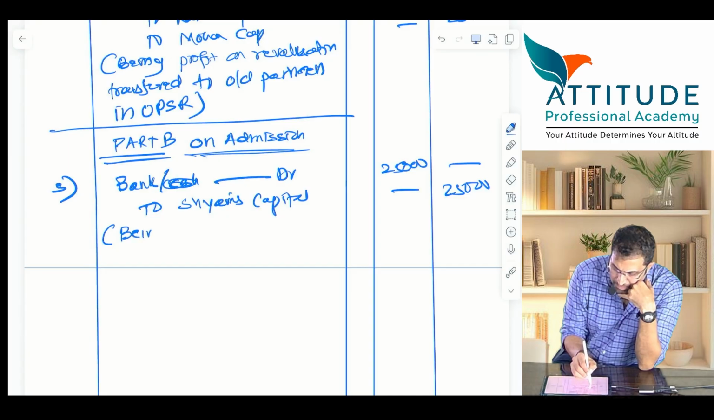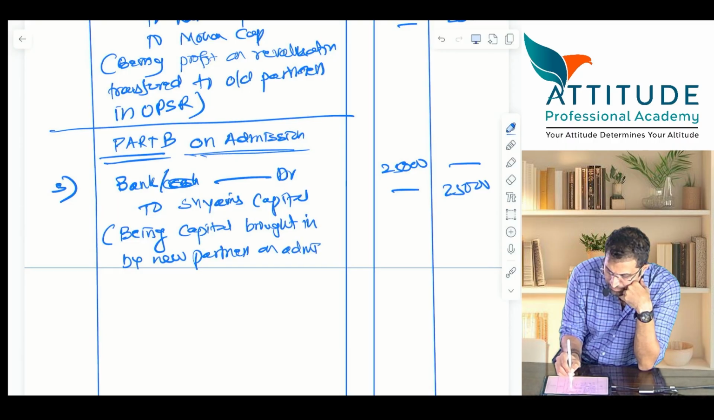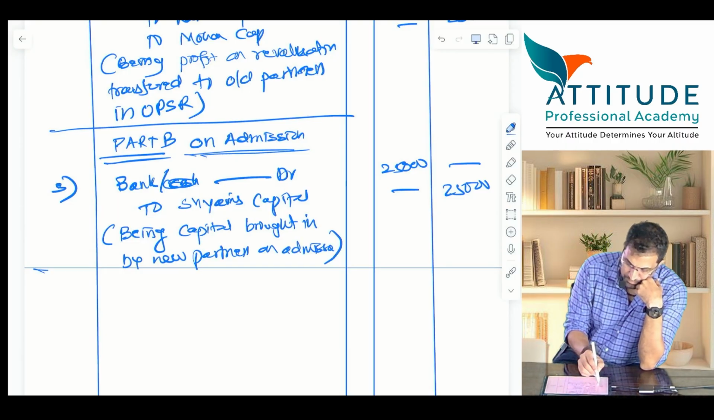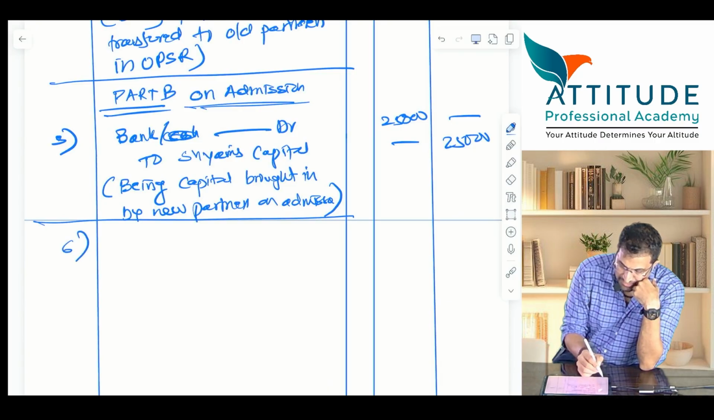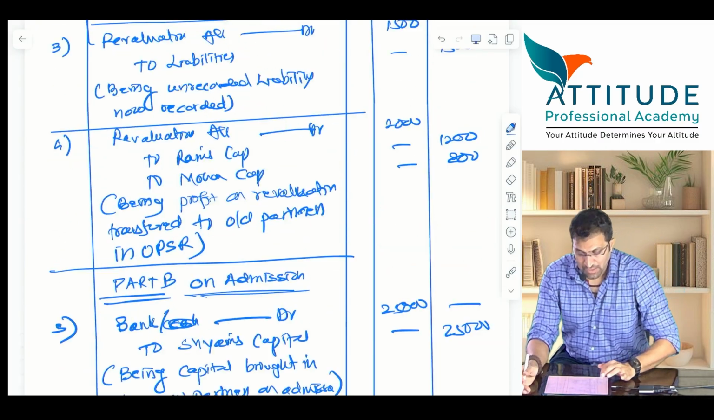Narration: being capital brought in by new partner on admission. हो गया. Is he bringing his share of goodwill or firm's goodwill is given?